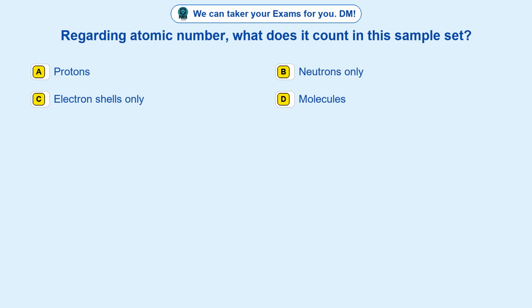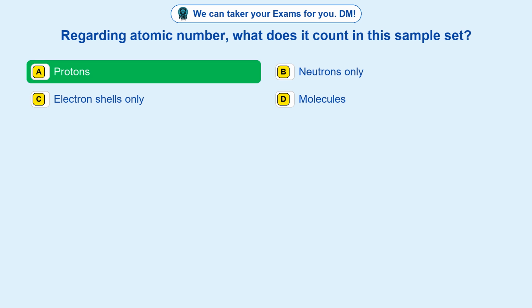Question 31. Regarding atomic number, what does it count in the sample set? Option A, protons. Option B, neutrons only. Option C, electron shells only. Option D, molecules. The correct answer is option A.